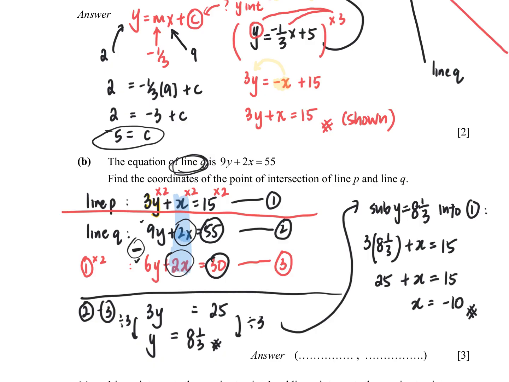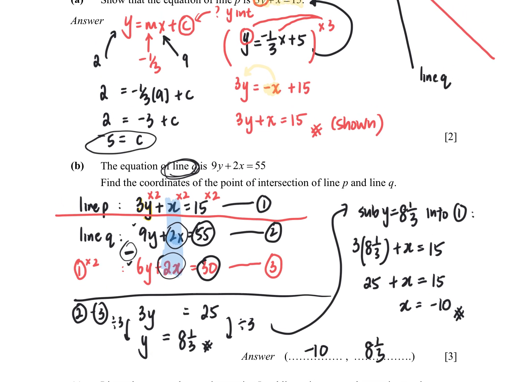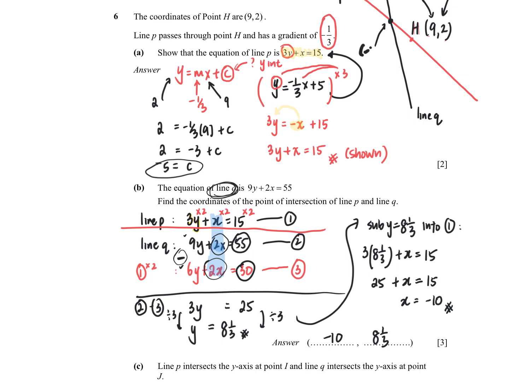Okay, so when you solve, you will get x to be minus 10 and then your y to be 8 and 1/3. So this is the point of intersection where the two equations meet. Okay?